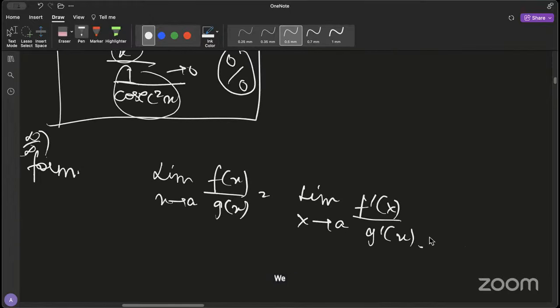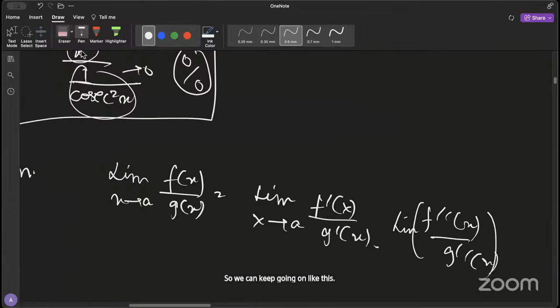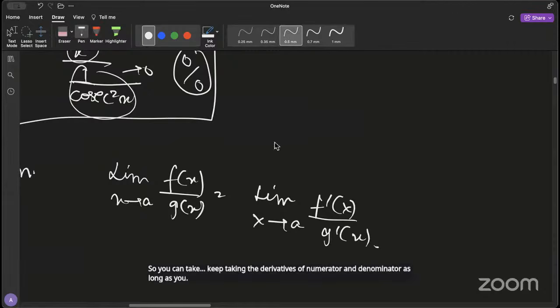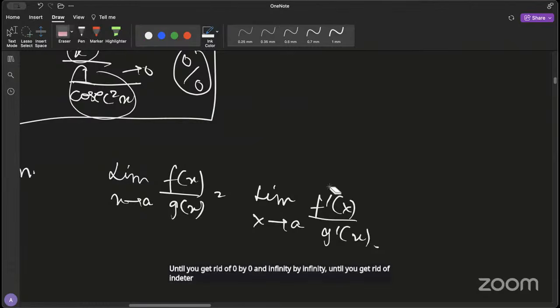These two are the same. And if this also gives you 0 by 0 form, or again an indeterminate form, then you can take it further and do the limit of f double dash x by g double dash x. So we can keep going on like this. You can keep taking the derivatives of numerator and denominator until you get rid of 0 by 0 and infinity by infinity, until you get rid of indeterminate forms. So we do this to get rid of indeterminate forms.